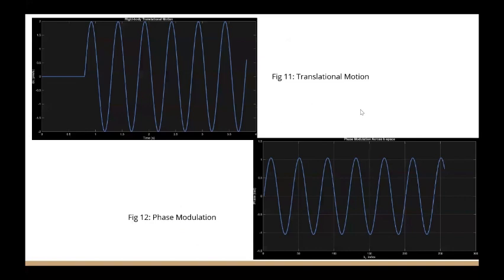Here is a graphical representation of the two different kinds of artifacts that we added. In the translational motion, we shifted the pixels of the image sinusoidally over the duration of the scan. And similarly for the phase modulation, we added a complex phase term for each ky point, going from 0 to 256, as that's how many lines were in the original image.